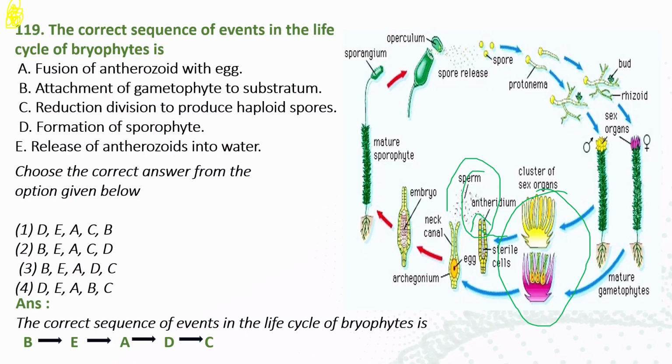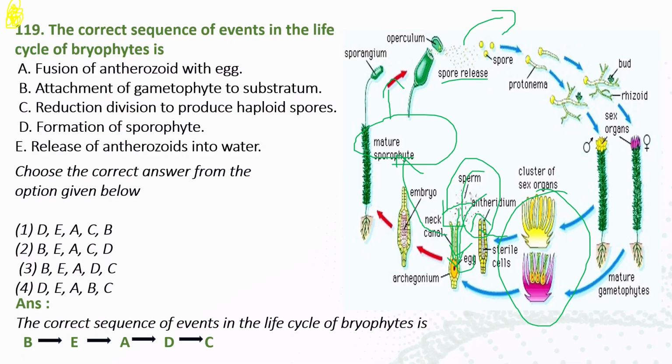And in the third step, these released antherozoids combine with the egg, the female gamete of the female gametophyte, in the presence of water. This is the third step. The fourth step is obvious: when they combine with the egg, through the fertilization process they form the sporophyte. Then that sporophyte undergoes reduction division to produce the spores, which are released into the environment. This is the whole process that takes place in the bryophyte life cycle.